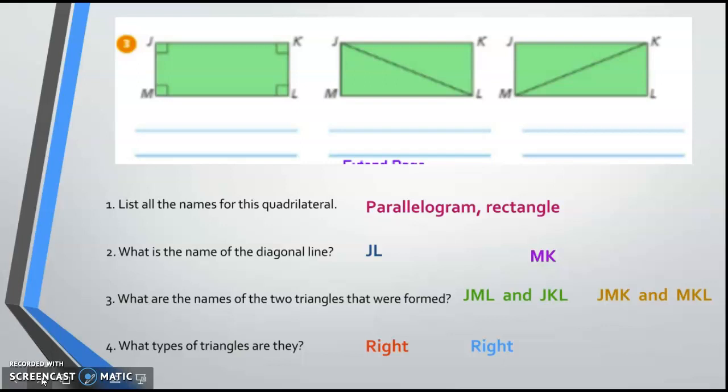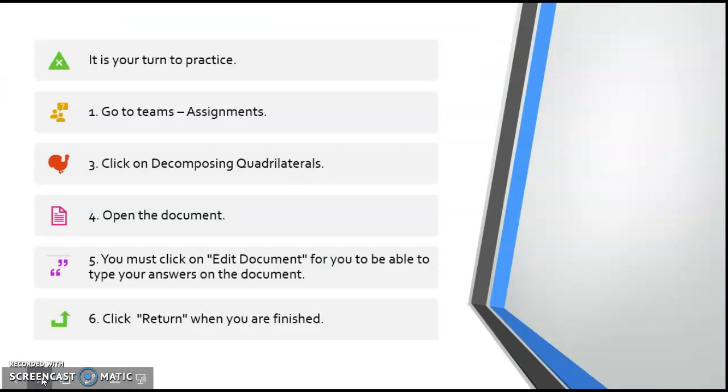Makes sense, right? All right, here's what you're going to do today. It's your turn to practice. So you're going to get on Teams right now, and you're going to go to Assignments. I want you to click on Decomposing Quadrilaterals. You're going to open up that document. Now, you must click on Edit Document for you to be able to type your answers in the document. So, click on Edit Document.